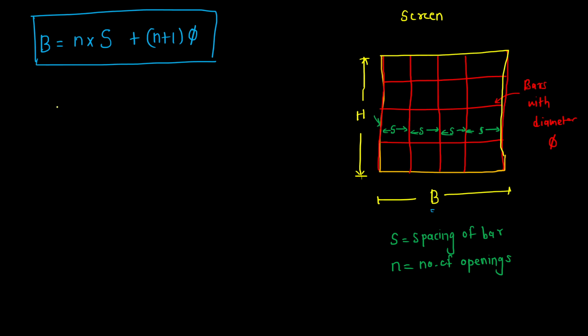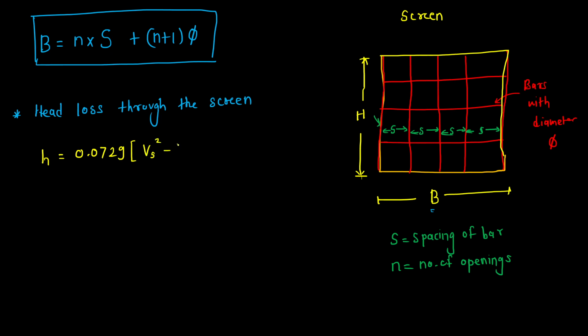Now after this, there is one more formula in this screening, and that is the head loss through the screen. So this head loss through the screen, small h, is calculated as 0.0729 into bracket Vs square minus Va square.